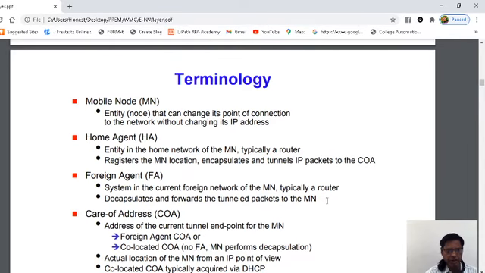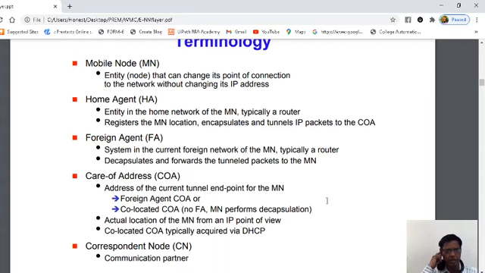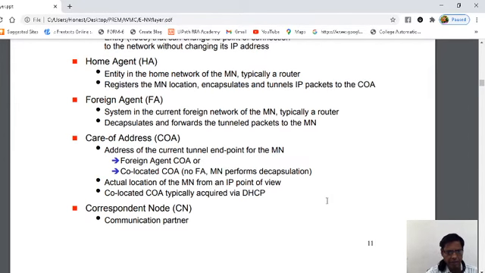COA, the care-of address, is the address of the current tunnel endpoint for the mobile node. A foreign agent COA, or a co-located COA, is where the mobile node itself performs encapsulation and decapsulation. The co-located COA is the actual location of the mobile node from the IP address point of view, typically acquired via DHCP. The correspondent node, CN, is the communication partner.